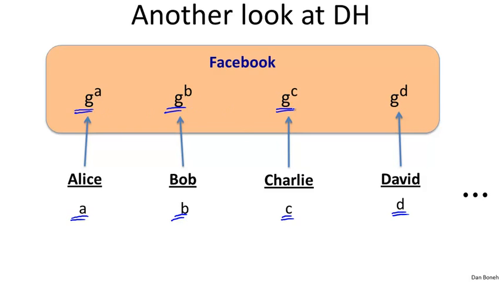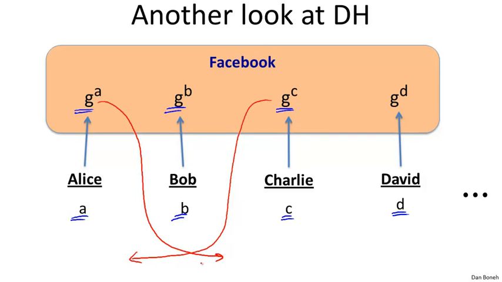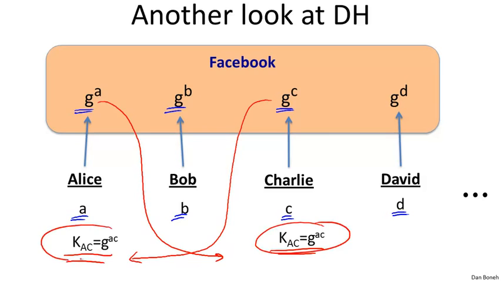Now, the interesting thing about this is if, say, Alice and Charlie want to set up a shared key, they don't need to communicate at all. Basically, Alice would go and read Charlie's public profile. Charlie would go and read Alice's public profile. And now, boom, they immediately have a secret key. Namely, now Alice knows g^c and a. Charlie knows g^a and c. And as a result, both of them can compute g^(ac).